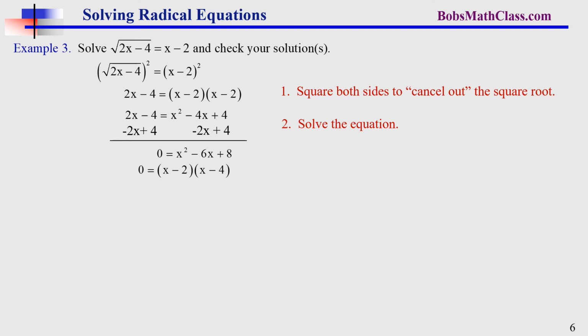Set each of those factors equal to 0. So we have x minus 2 equals 0 and x minus 4 equals 0. And now solve each equation. They're not hard to solve. Add 2 to both sides on the first one. Add 4 to both sides on the second one. So now we have two answers, 2 and 4. Now we need to do a check.